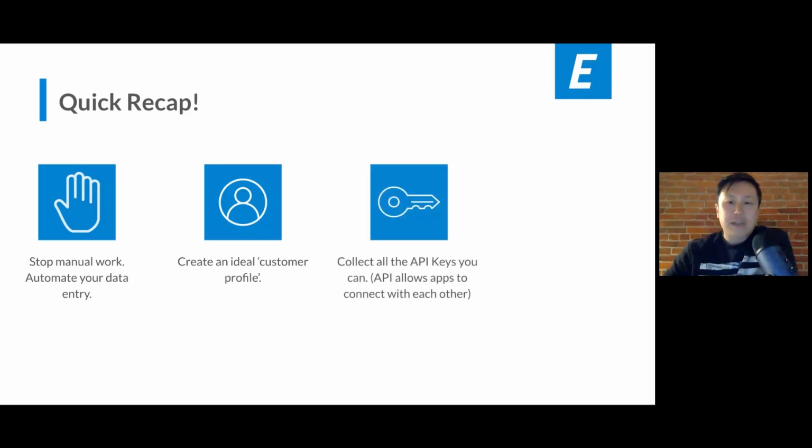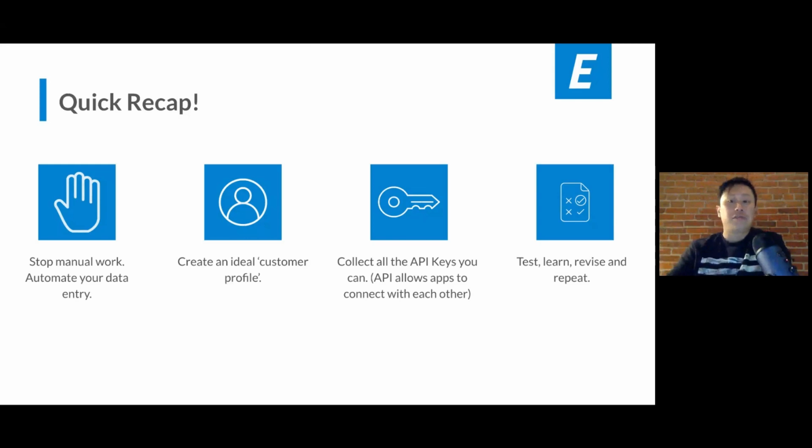The third thing we talked about is collecting an API key. If you don't know what an API key is, just to recap again, an API key is a string of numbers and letters that allows apps or systems to talk to each other. It allows them to send data back and forth. If you're talking about little bits of information about students, it allows these systems to talk to each other, collect that data, and sync everything together. The last one here: test, learn, revise, and repeat.